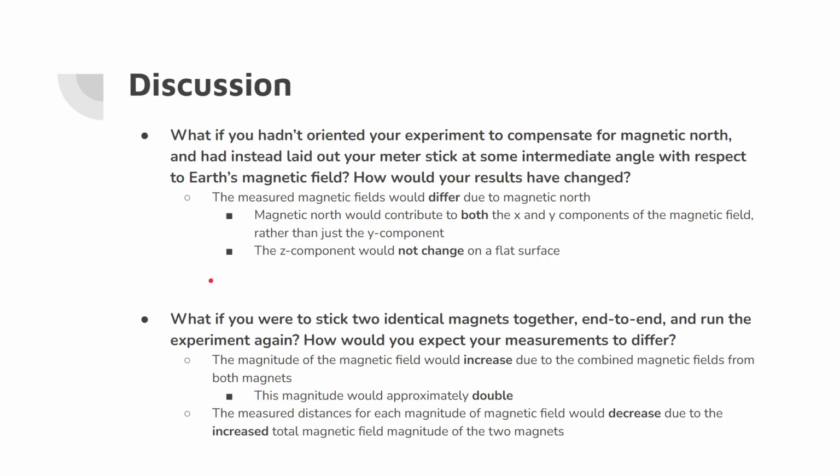And then if we were to stick two identical magnets together, the magnitude of the magnetic field would increase because it's two magnets instead of one. The magnitude would approximately double. However, you would need to do more experiments to actually determine that. And then the measured distances for each magnitude of magnetic field would increase because the total magnetic field magnitude of the two magnets is greater than just one magnet.